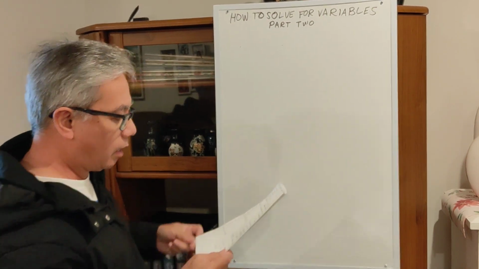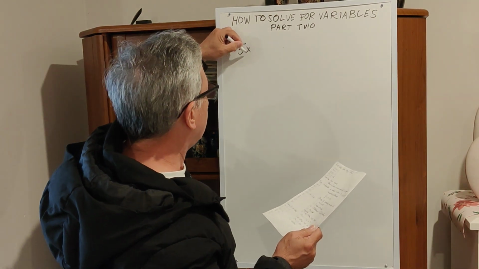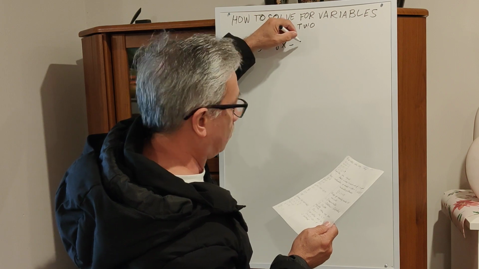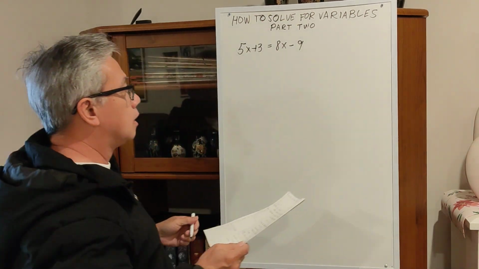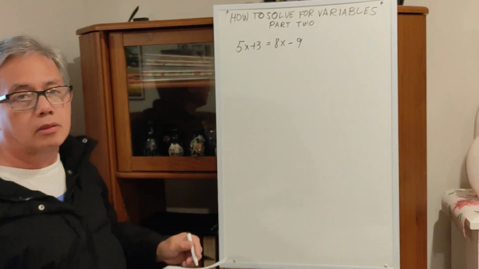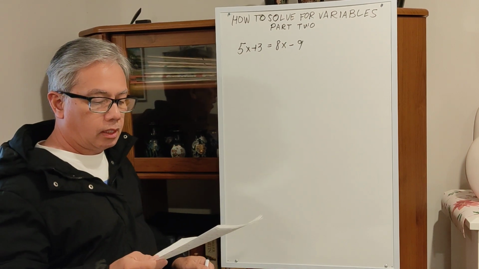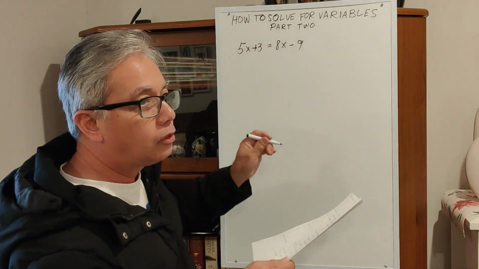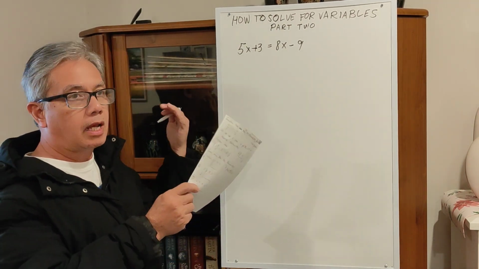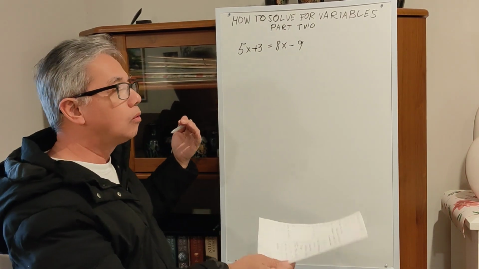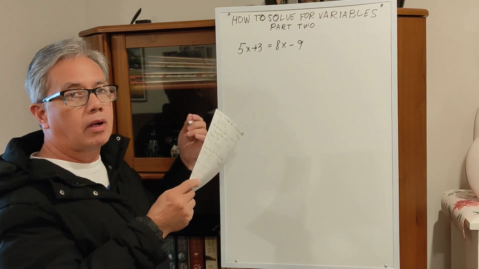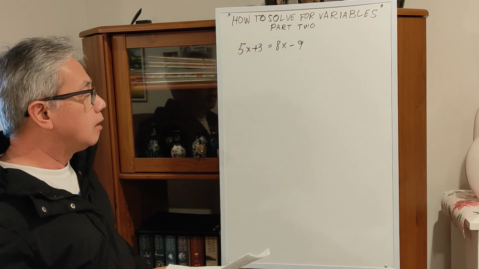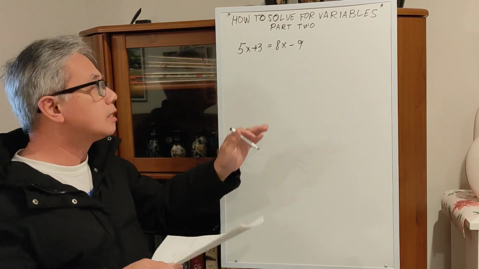So for example, we have 5x plus 3 is equal to 8x minus 9. There are two methods of solving this. Either you put all the variables on the left side and the non-variables on the right side, or you put all the variables on the right side and the numbers on the left side. So let's say we put the variables on the right side.